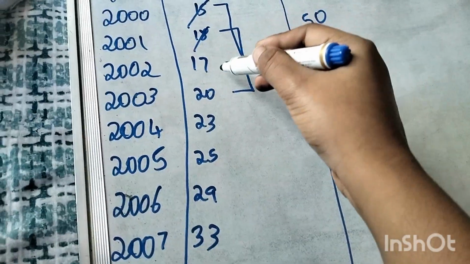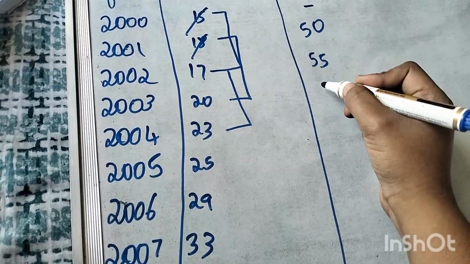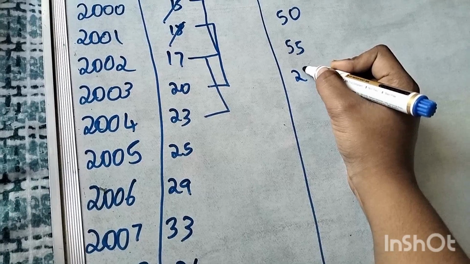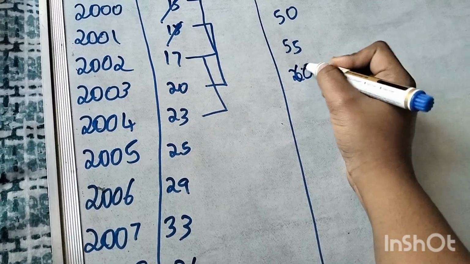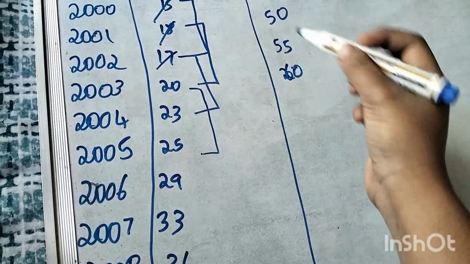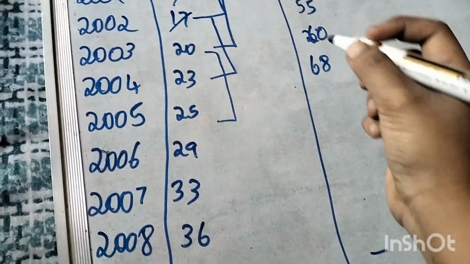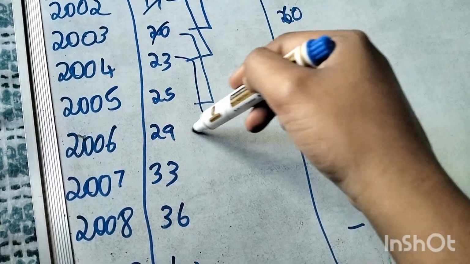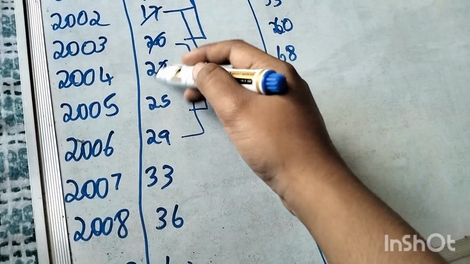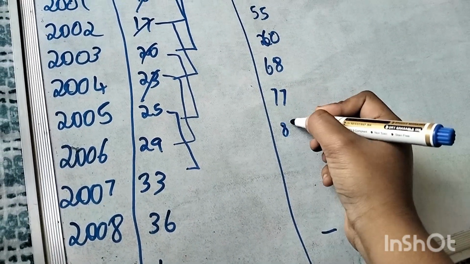Score out 18, 17, 20, 23. That's going to be 55, 60, and then 20, 23, 25. It's going to be 68, and then the next three, 77, and then you score out 23, and then 25, 29, 33. That's going to be 87.